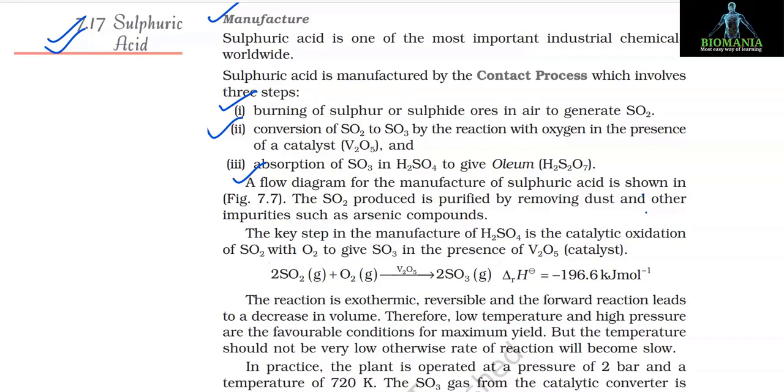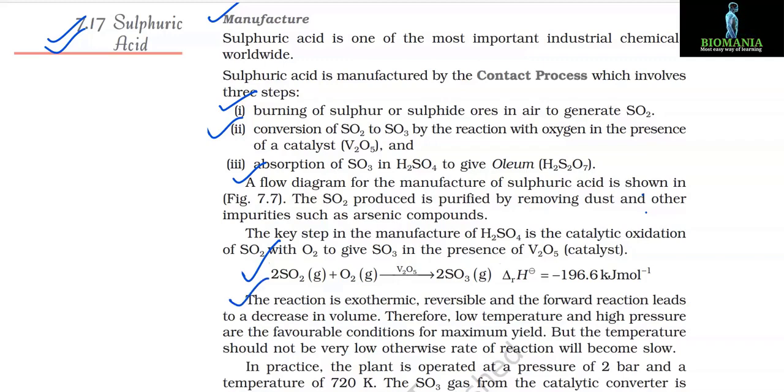The SO2 produced is purified by removing dust and other impurities such as arsenic compounds. The key step in the manufacture of H2SO4 is the catalytic oxidation of SO2 with O2 to give SO3 in the presence of V2O5 catalyst. 2SO2 plus O2 in the presence of V2O5 gives 2SO3, and delta H is minus 196.6 kJ per mole.